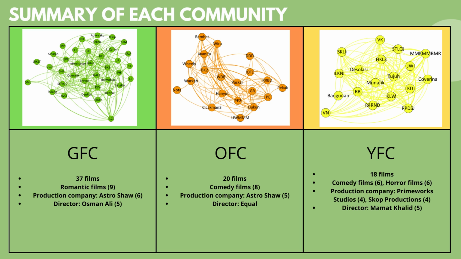Finally, the last community is yellow, YFC. It has 18 films and the highest weight is 3. It has the highest, 6 comedy films and 6 horror films. Also, the top production companies are Primeworks Studios and Scope Production. Both have 4 films in YFC. Meanwhile, the dominant director is Mamat Khalid, the famous director for comedy and a mixture of other types of films like horror.